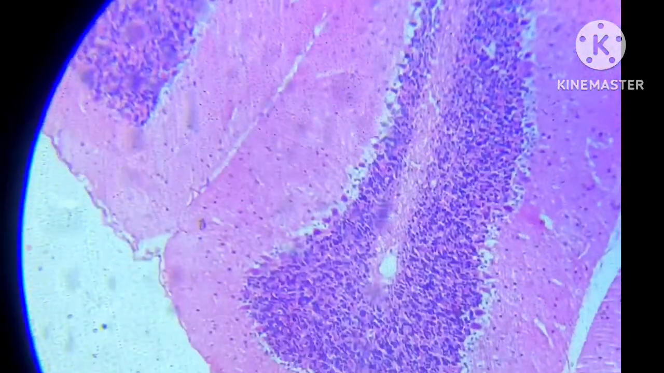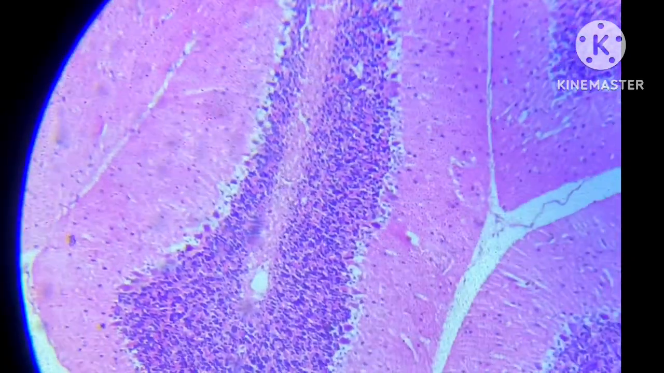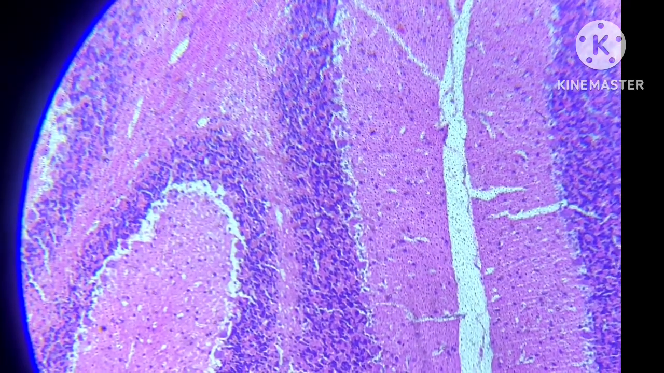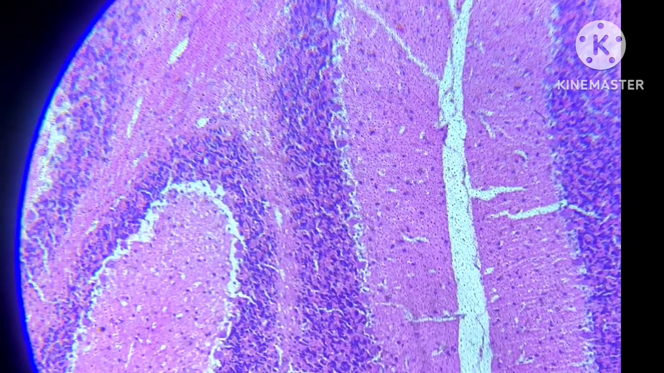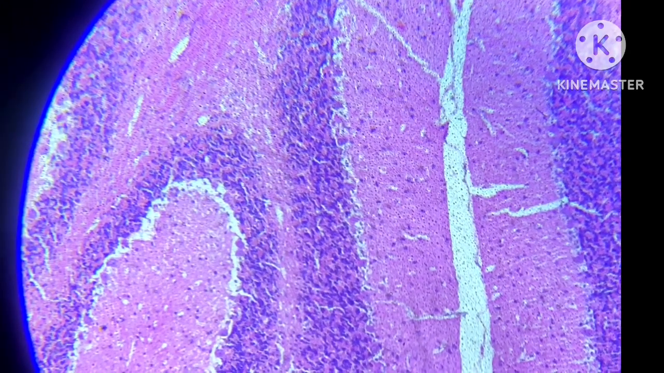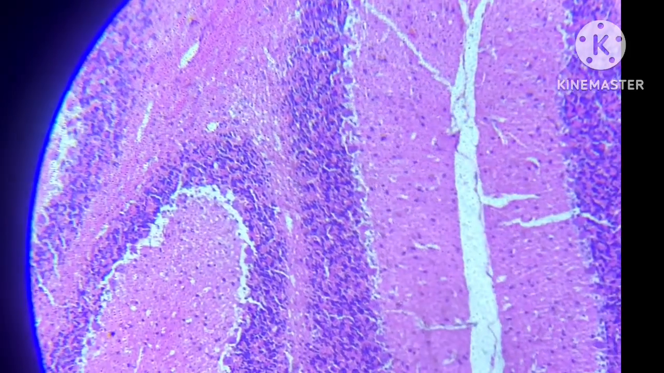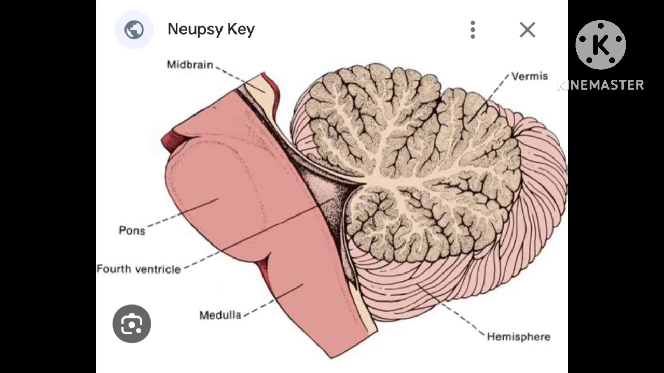The granular cell is a small neuron, so a greater number of granular cells are present. So the cerebellum contains a large number of neurons. Gray matter in the cerebellum is thicker as compared to the white matter. We can see here the outer gray matter and inner white matter.